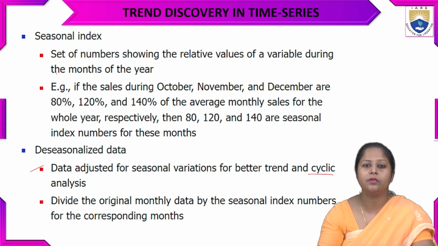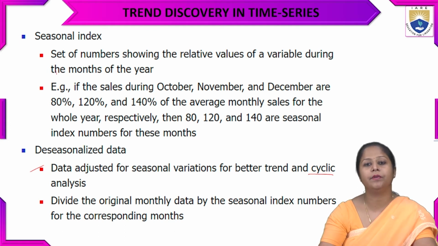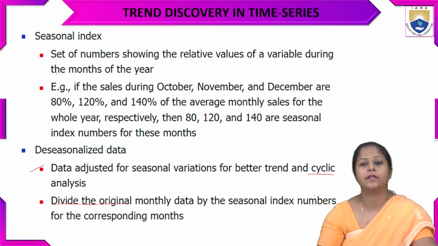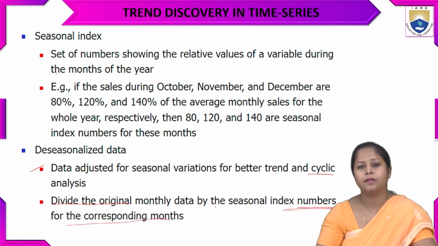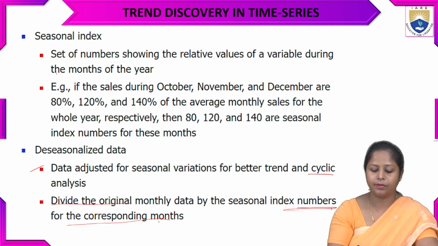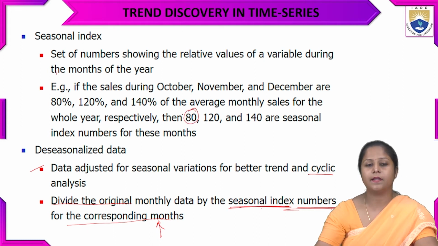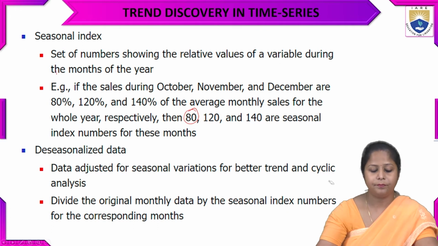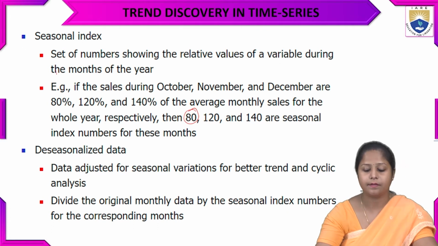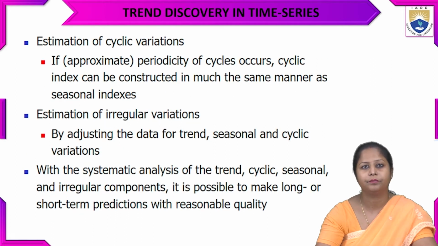From there we take the seasonal index, and then we divide the original monthly data by the seasonal index number for the corresponding month. Like for October we have a seasonal index of 80, so we need to divide the original data by that, right? So like this we do the deseasonalized data analysis, trend discovery.